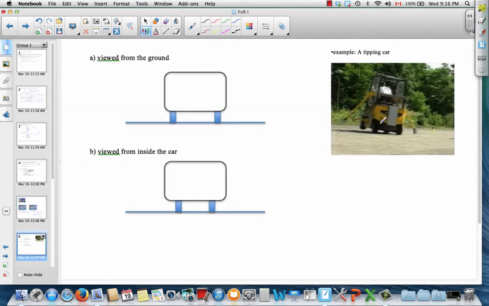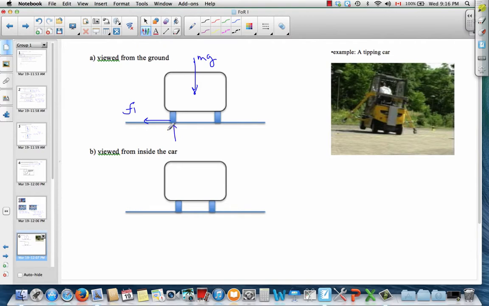Here's a car driving around a corner. Now, viewed from the inertial reference frame on the ground, let's say the center of mass is right here. So there'll be a weight force. I'm just going to draw it up here just to keep it out of the way. So there's the mg force. And there will be a friction force inwards towards the center of the circle. Let's call that friction 1.